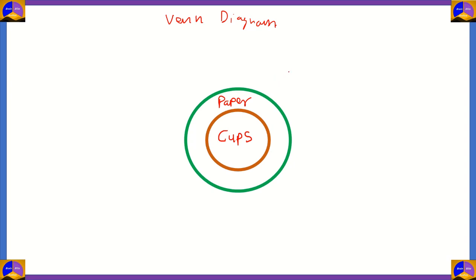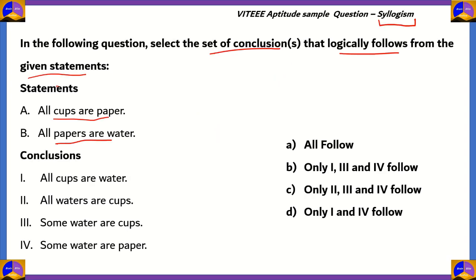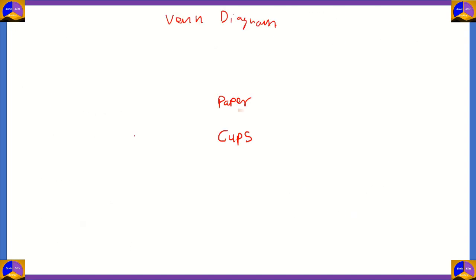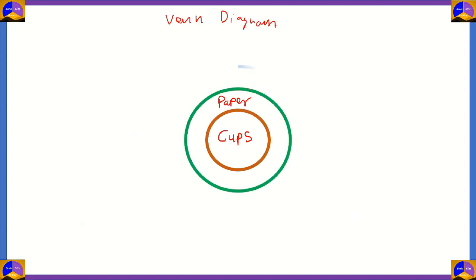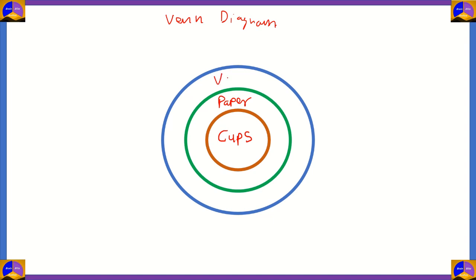Next, the statement is that all papers are water. So that means the set paper will be inside an even larger set, which is water. So that means all cups are paper and all paper are water. So the first conclusion was all cups are water. And that conclusion is true, because the set of cups is inside the set of paper, which is fully inside the set of water. So the set of cups will always be inside the set of water. So conclusion 1 is correct.